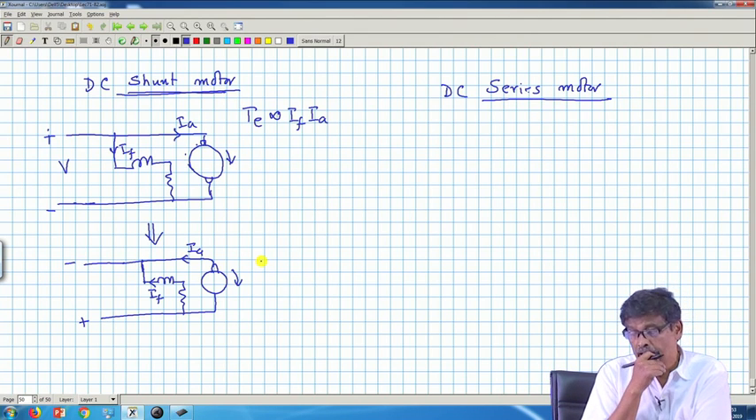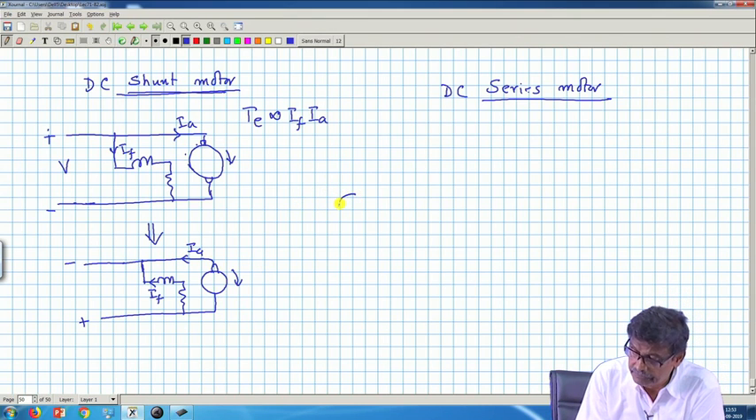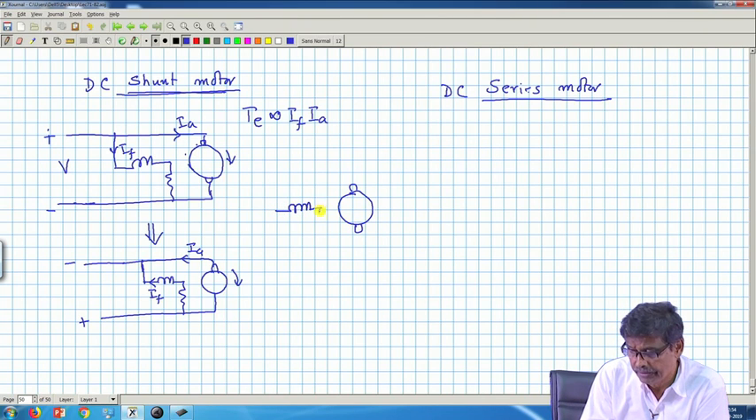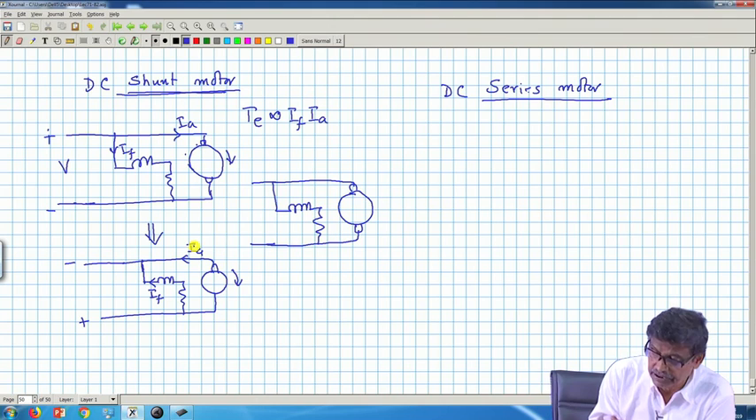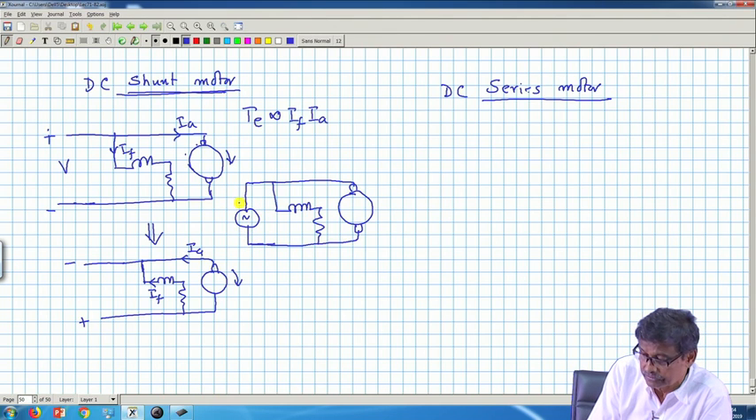Acha, after knowing this fact, that if the supply voltage terminal is reversed, the direction of rotation does not change, it remains the same. Therefore, we ask ourselves: okay, I have the same DC motor, shunt motor, and instead of connecting it to a DC supply, I now plan, knowing these facts, that if supply voltage reverses, torque produced in the machine is in the same direction. If that be the case, then I will do one experiment. I will connect it to an AC source.